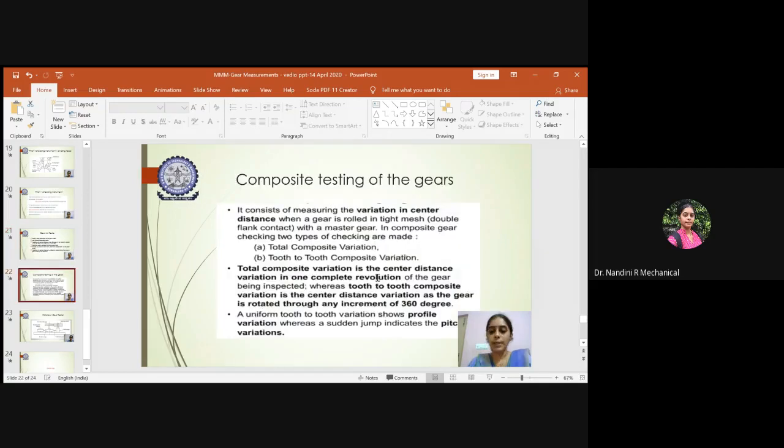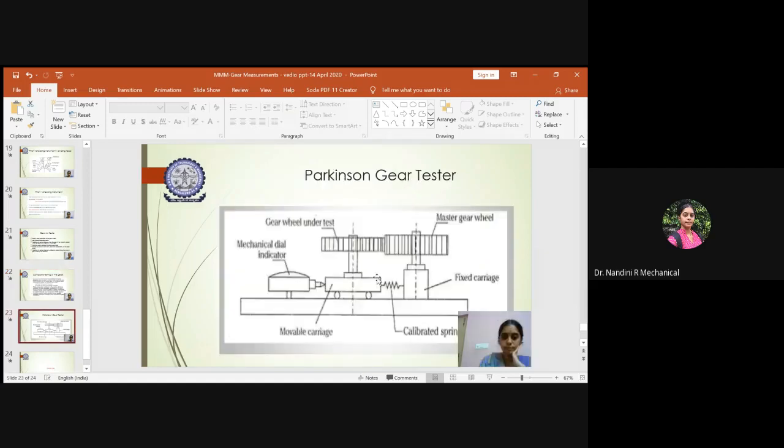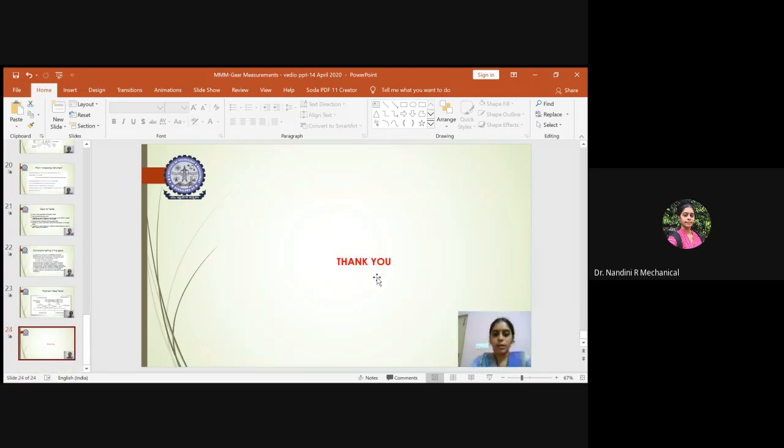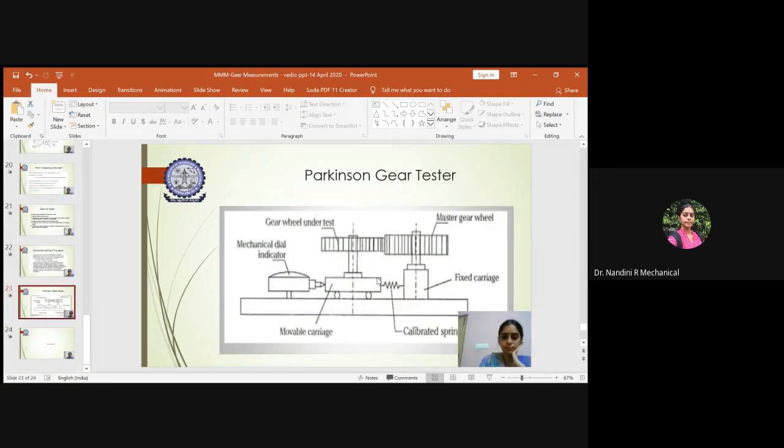All these we dealt with, and then we came across composite testing of the gears. Which are the two checking types we used here? One is the total composite variation, and the other one was tooth to tooth composite variation. So we use these two types of variation for composite testing of the gears. Also we described how a Parkinson gear tester looks like and what the parts associated with it are. So all these we studied about gear measuring instruments.